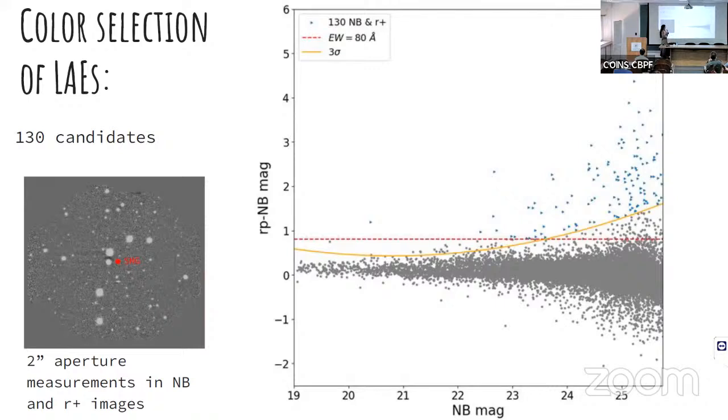But we also put other constraints that we use. We want sources that are emitting an equivalent width greater than 80 angstroms, because we don't want faint objects with incomplete data. And there is also this orange line here that is the 3 sigma in each bin of narrowband magnitude. This is because we want this narrowband excess to be produced by a real line and not by a small variation in the continuum of the sources that could produce a small color.